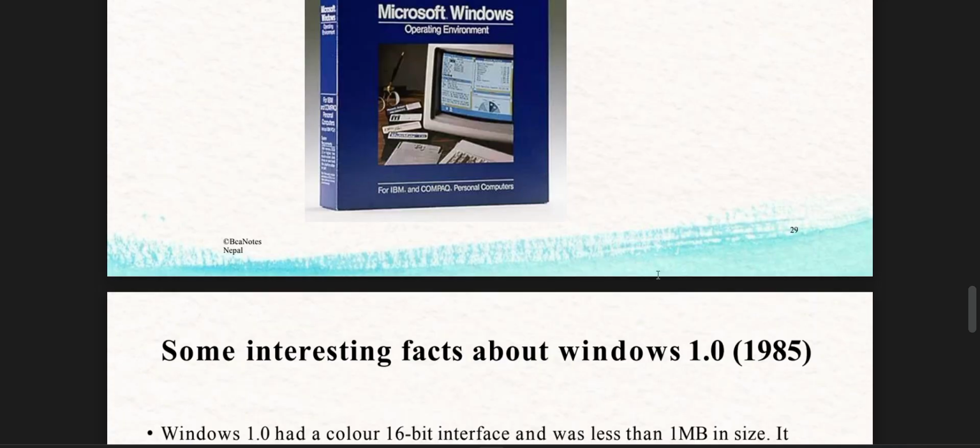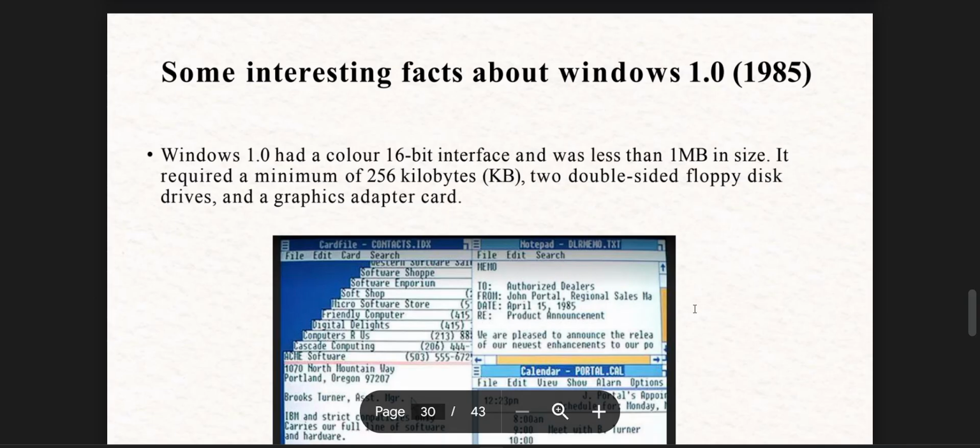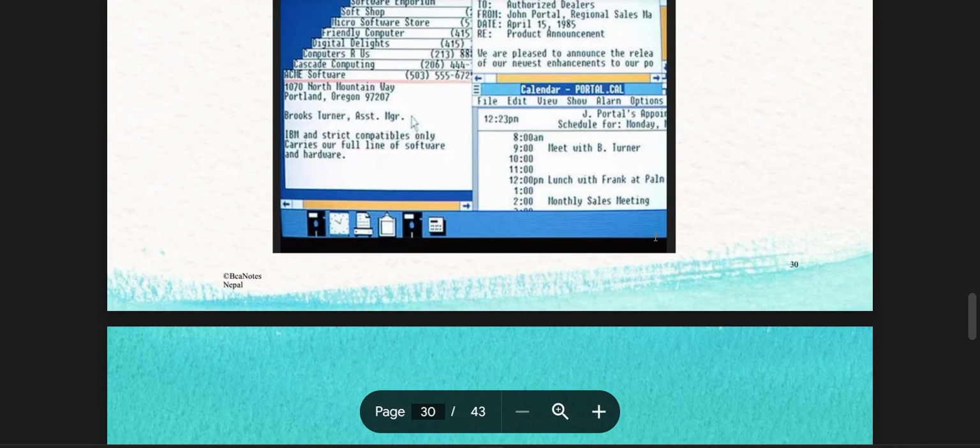Some interesting facts about Windows 1.0, 1985: Windows 1.0 had a minimum of 16 colors and it was less than 1 MB in size. It required a minimum of 256 KB, a double-sided floppy disk drive, and a graphics adapter card.